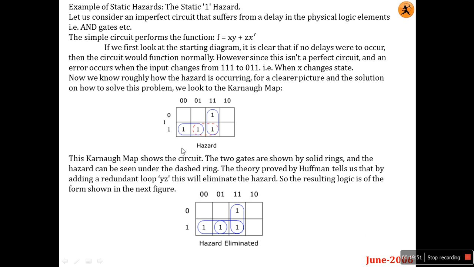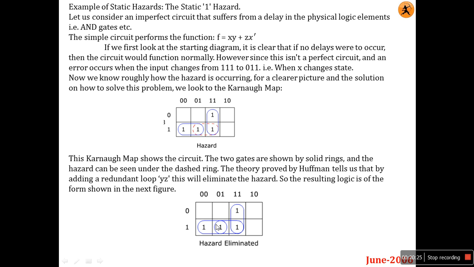This red block shows the static hazard. This K-map shows the circuit. The two gates are shown by solid rings, and the hazard can be seen under the dashed ring. The theory of Huffman tells us that by adding a redundant loop YZ, this is YZ, adding this one, the redundant loop, eliminates the hazard. So the resulting logic of the figure is this one, YZ.